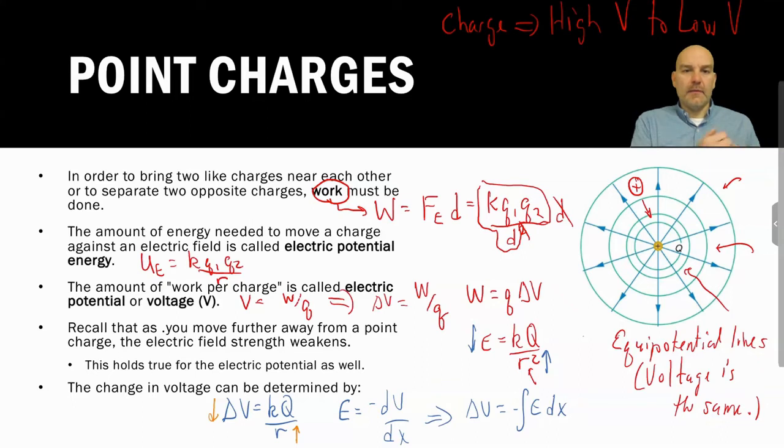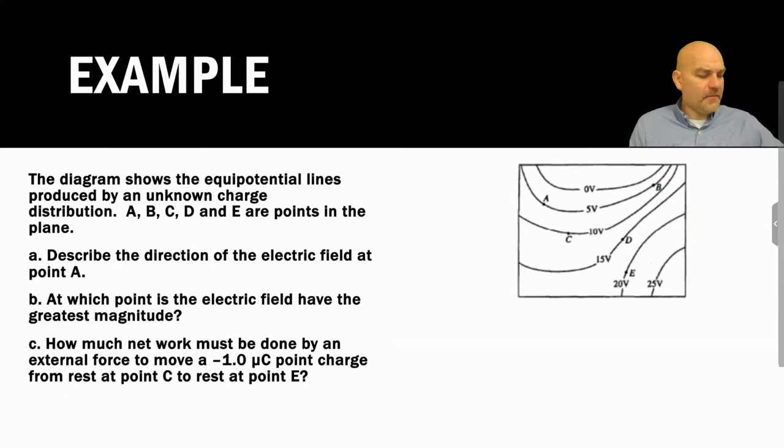When we talk about electric fields, if there are more lines per area, the electric field is stronger there. That holds true for equipotential lines too: the closer those lines are, the stronger the field is. All right, so let's look at an example problem.